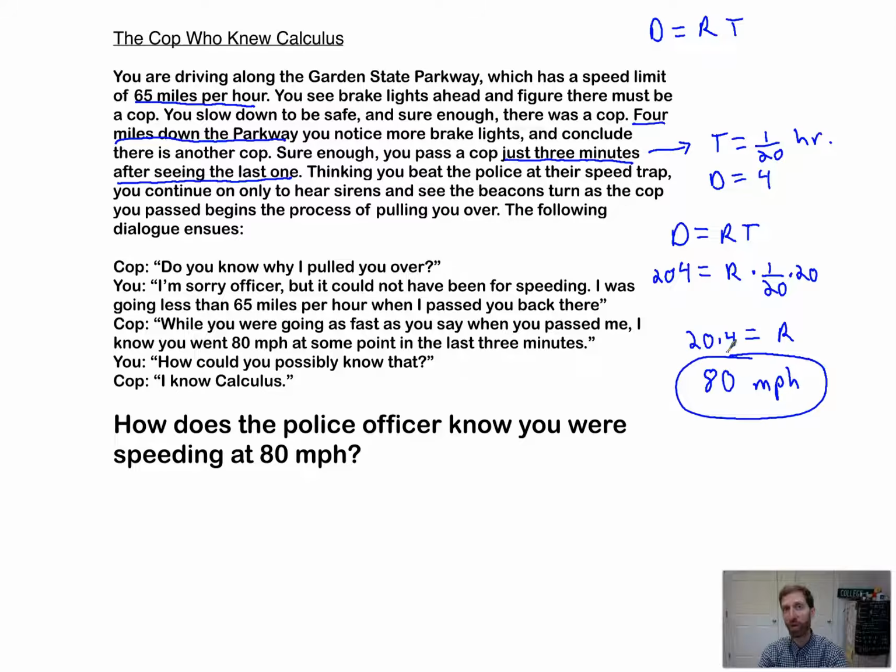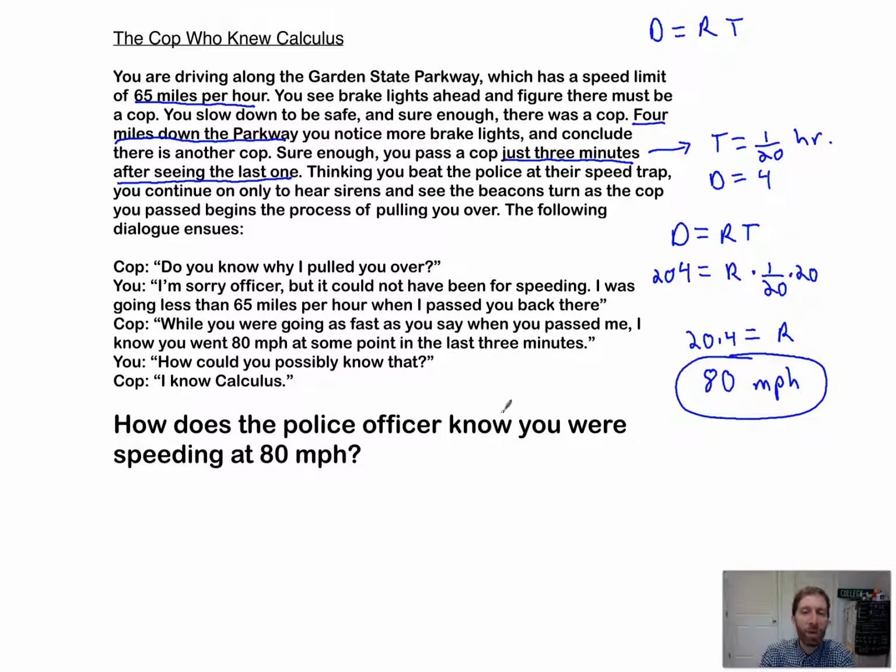This is why speed traps can work. So while they don't know how fast you were going at any one point in time to be sure, though, they knew that at some point you had to have gone 80 miles an hour. It's the only way you could average a speed of 80 miles an hour is if you went 80 miles an hour or more the entire time and then dropped back down to 65 when you passed them. There you go. So you could get a ticket for that.